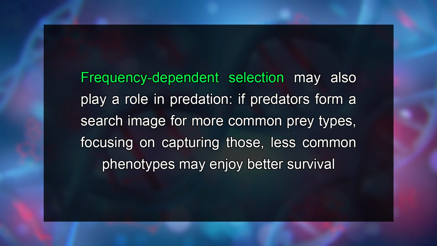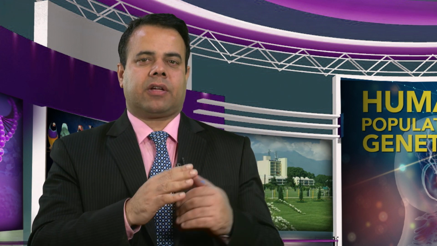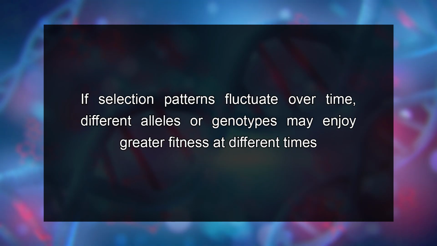Frequency-dependent selection may also play a role in predation. If predators form a search image for more common prey types, focusing on capturing those, less common phenotypes may enjoy better survival. Finally, changing patterns of selection over time or space can help to maintain genetic variation in a population. If selection patterns fluctuate over time, different alleles or genotypes may enjoy greater fitness at different times. The overall effect may be that both alleles persist in a population.